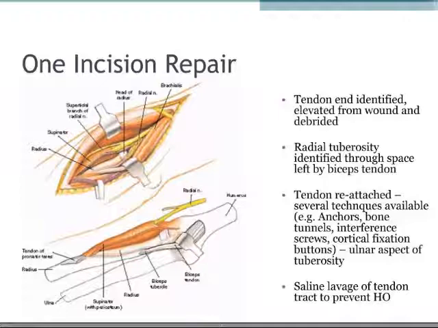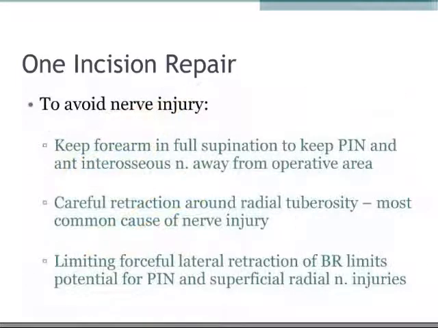So tips to avoid nerve injury: with this approach, try to keep the forearm in full supination to keep the posterior interosseous nerve and the anterior interosseous nerve away from the operative area. The most common cause of nerve injury is compression around retraction, levering on either side that can damage the nerves. Limiting the forceful retraction of brachioradialis limits the potential for posterior interosseous nerve injury.